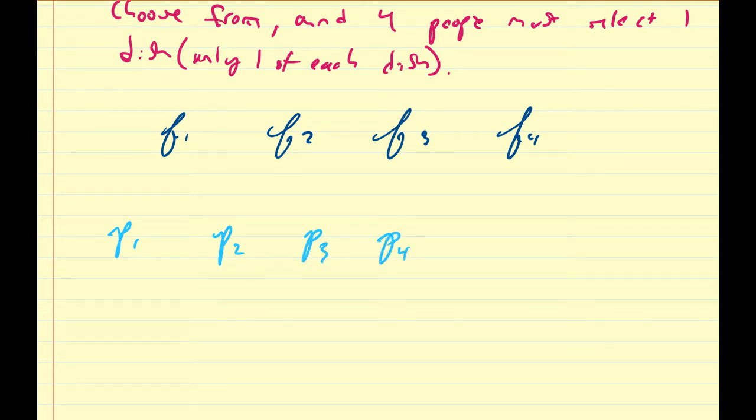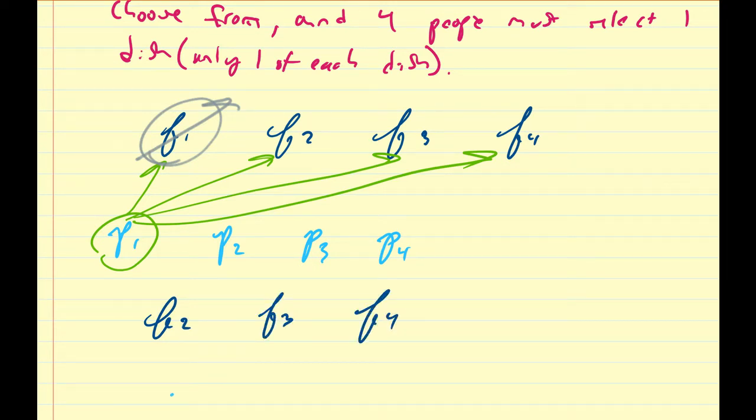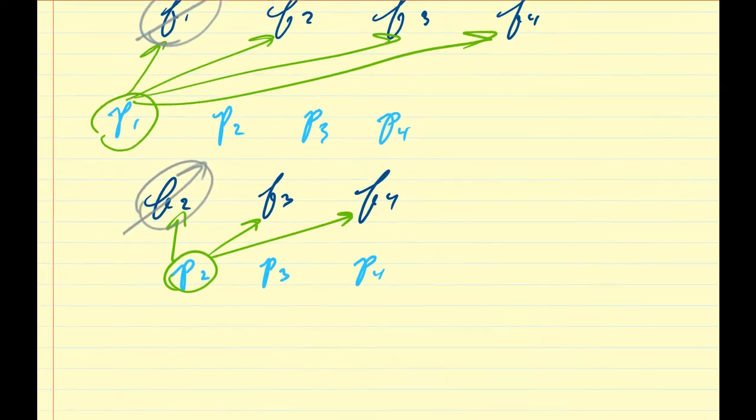Let's start with person 1, because we're not really identifying these uniquely. Person 1 has the option of choosing food 1, food 2, food 3, or food 4, and it doesn't matter which one he picks. So let us assume he picks food 1. That means food 1 is gone. At this stage we have food 2, food 3, and food 4 remaining, and person 2, person 3, and person 4 need to select a food. Let's start with person 2, because it doesn't really matter. Person 2 can choose either 2, 3, or 4. Let us assume without loss of generality that he chooses food 2.